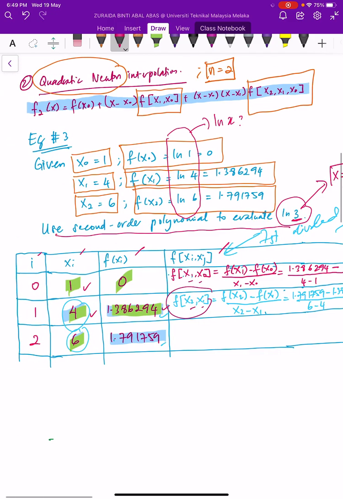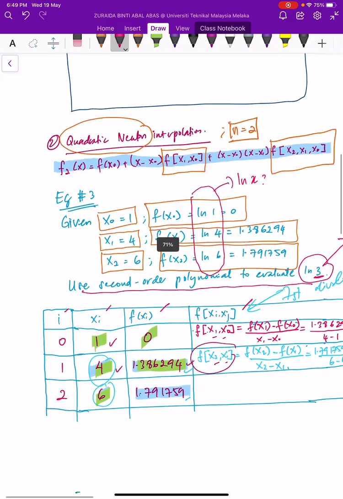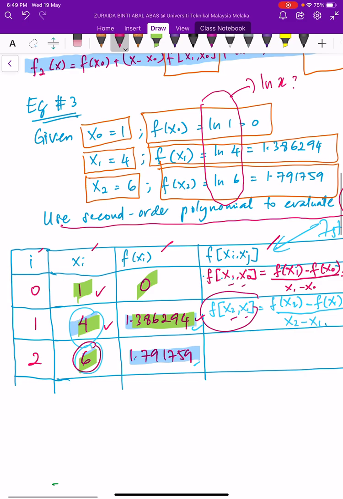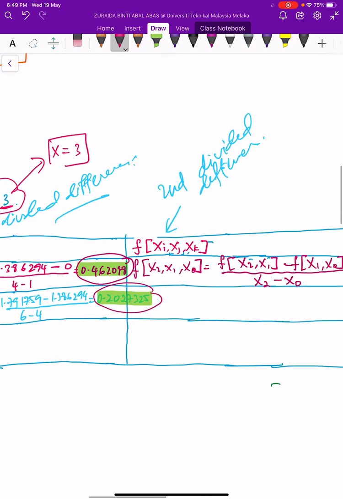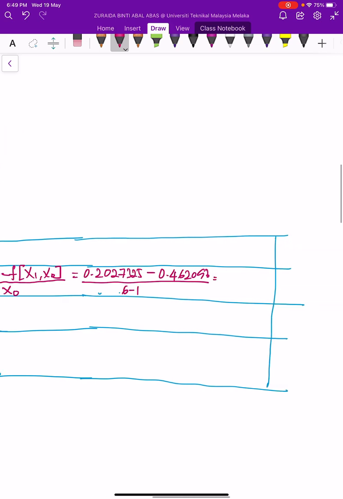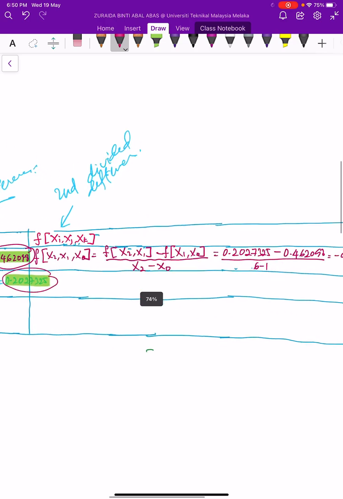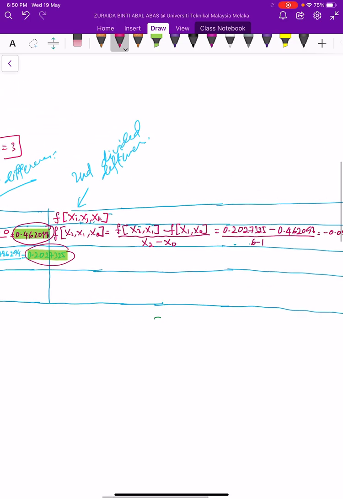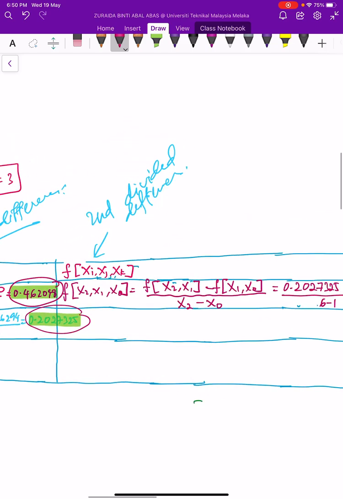x2 is 6 and x0 is 1, so it's going to be 6 minus 1. When you solve this, you should get something like minus 0.051871. Now you have successfully obtained your second divided differences.